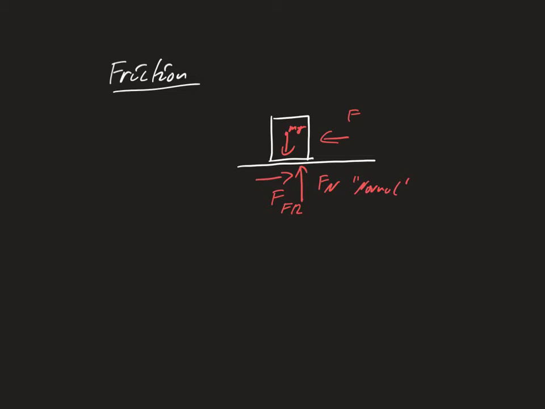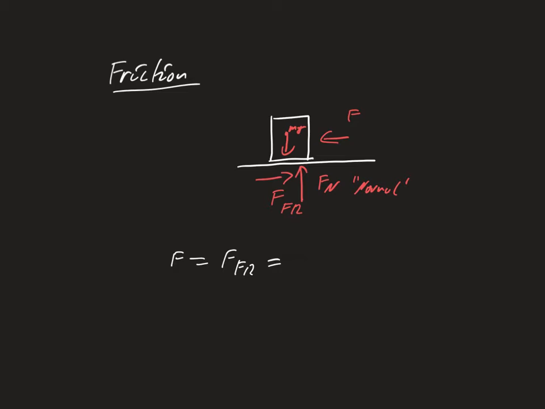Now you can imagine that in order for this box to not move, or in other words, for this box to be in equilibrium, the friction force and our force that we're pushing it with, F, must be equal. So, in other words, we can say that F equals Fr. So, the force that we apply equals our friction force.